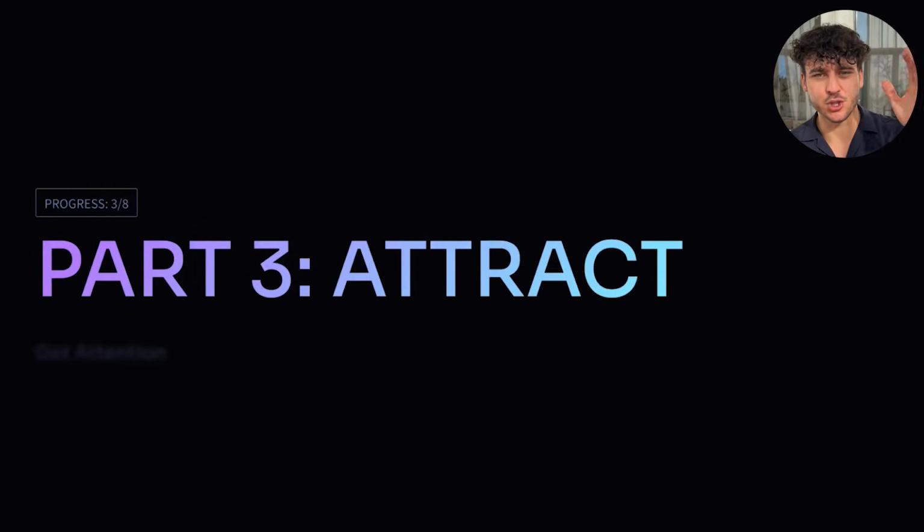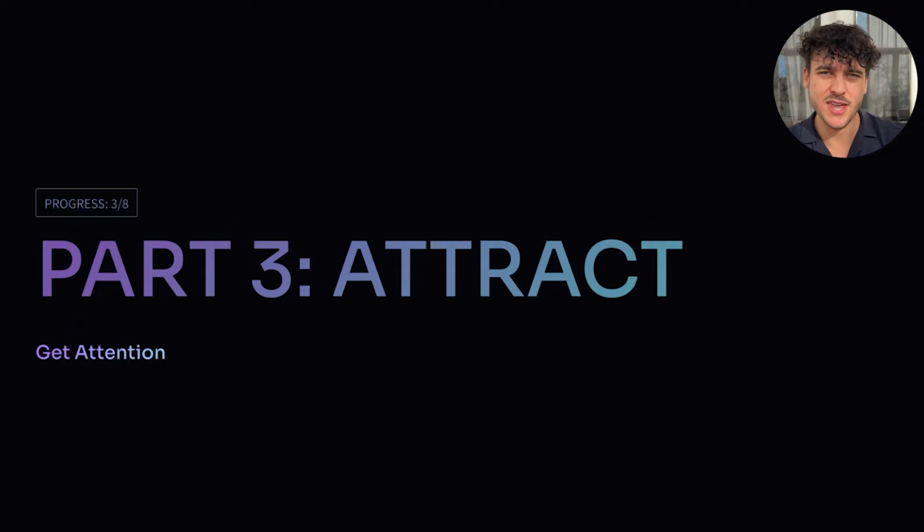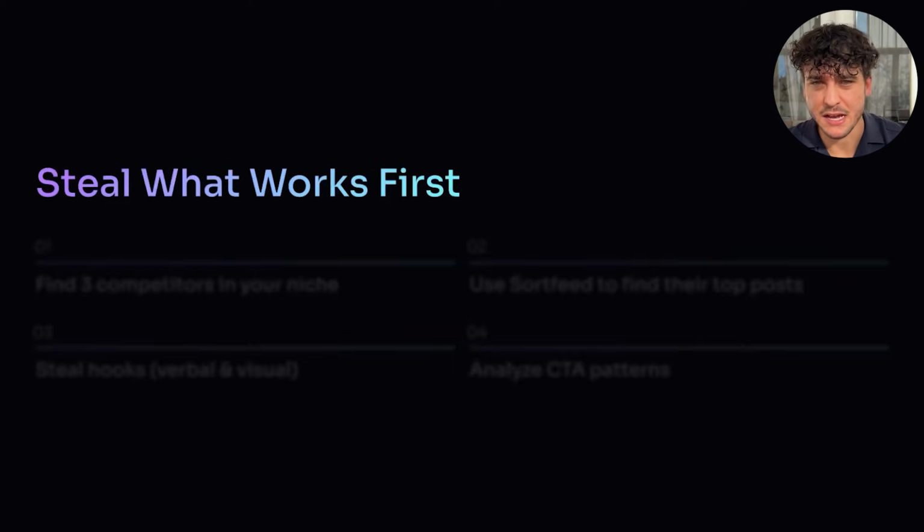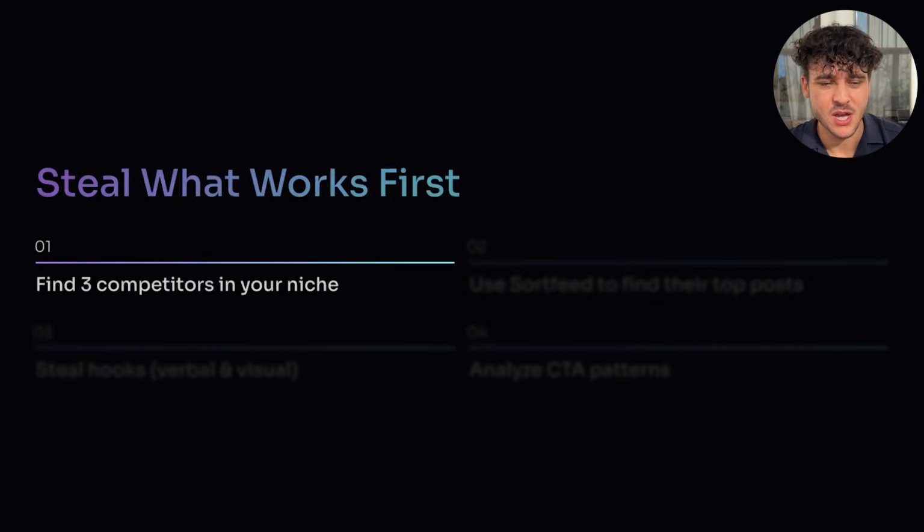Part 3, the attract phase. Let's talk about how you can attract people to your profile so that you can start more conversations. We want to get you as much attention as possible. The principle that you're going to have to follow to make this a success is to steal what works first. We want to find 3 competitors in your niche at least. If you find 5, 10, or even 15, that's even better.